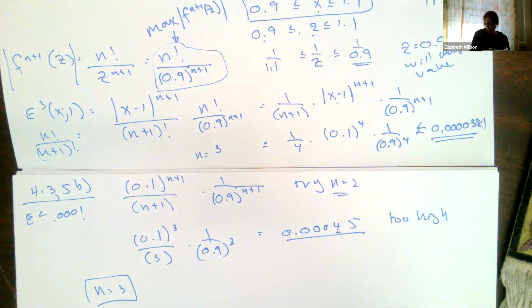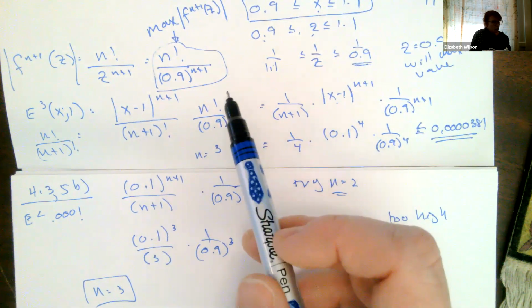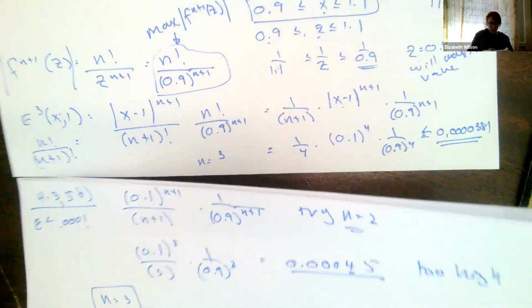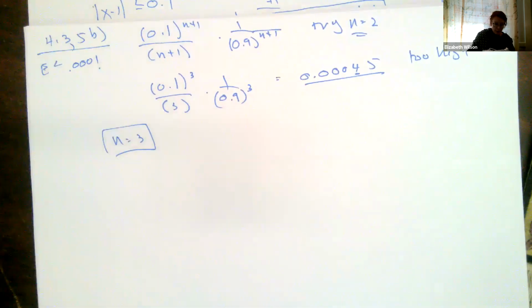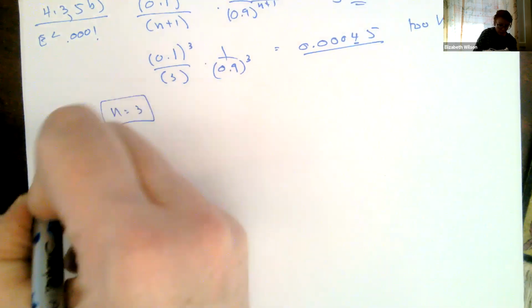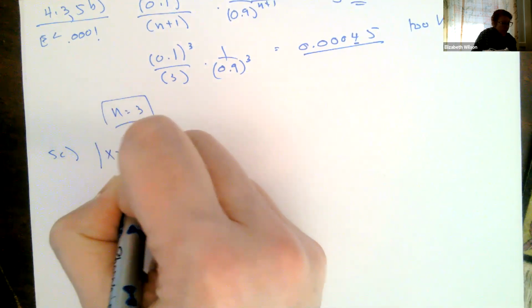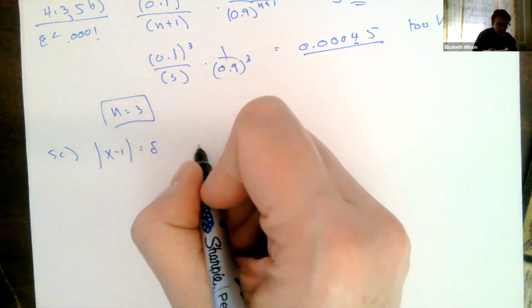Okay, but I got this formula from all the work I did in part A. And then part C, there's a lot of algebra in part C. I'm going to skip all the algebra, but I'll set it up for you. So 5C, x minus 1 equals delta. And so we need to find delta, right?